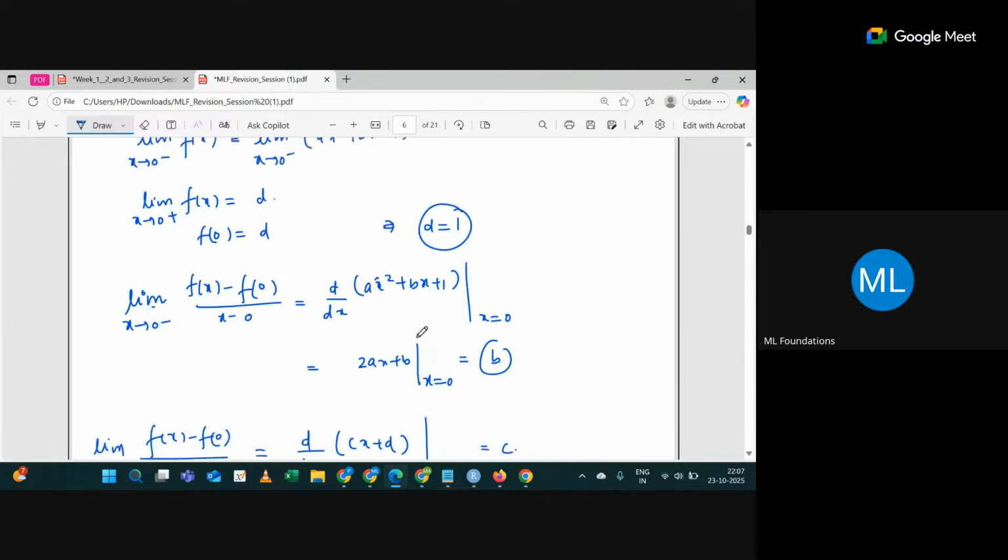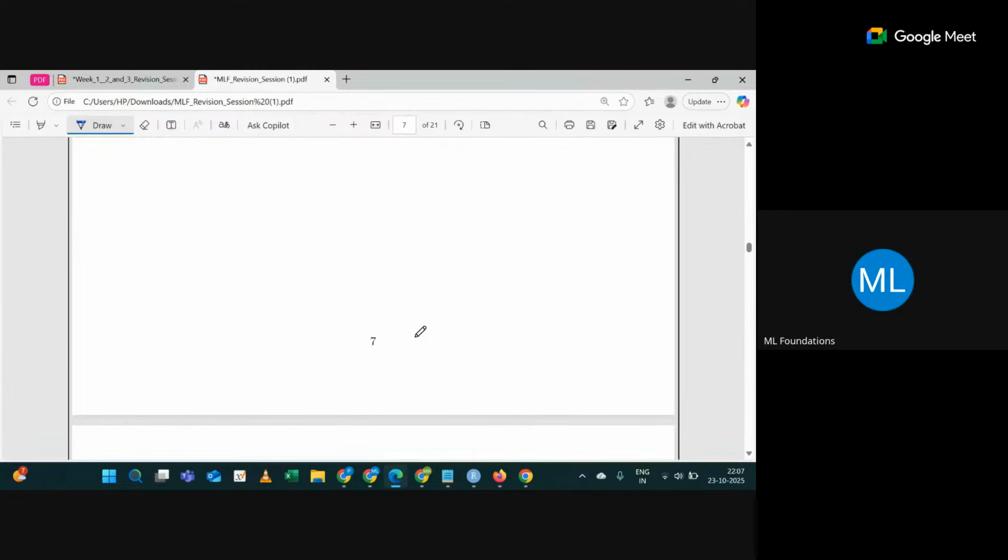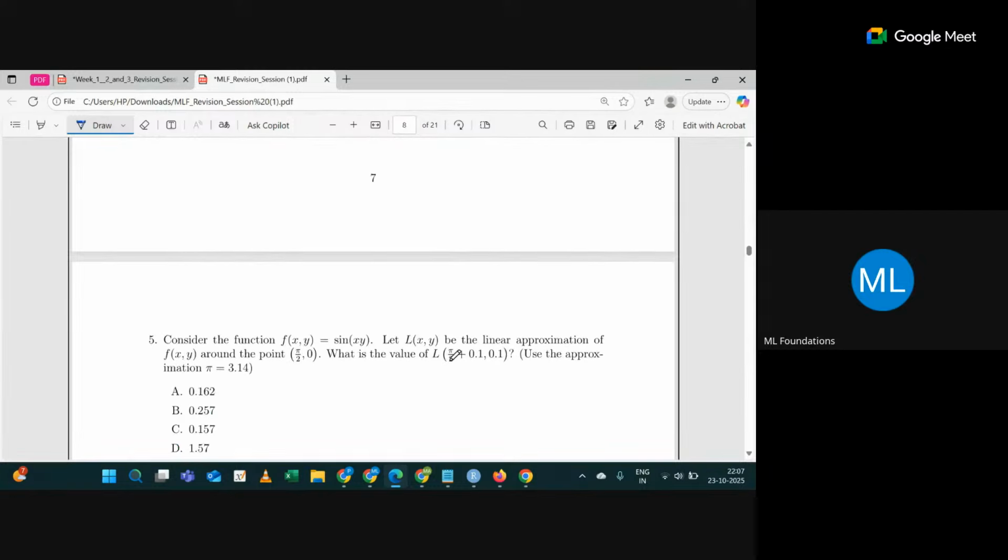Yes, one parameter. Okay, so the next question, please everyone try this. This kind of question is important actually. So just try this. You have to do linear approximation, but first of all, you have to decide whether to use univariate or multivariate. Multivariate, two dimensional, right?